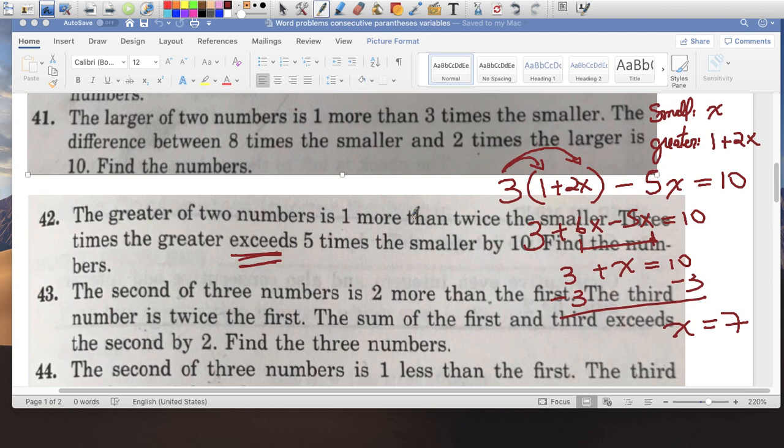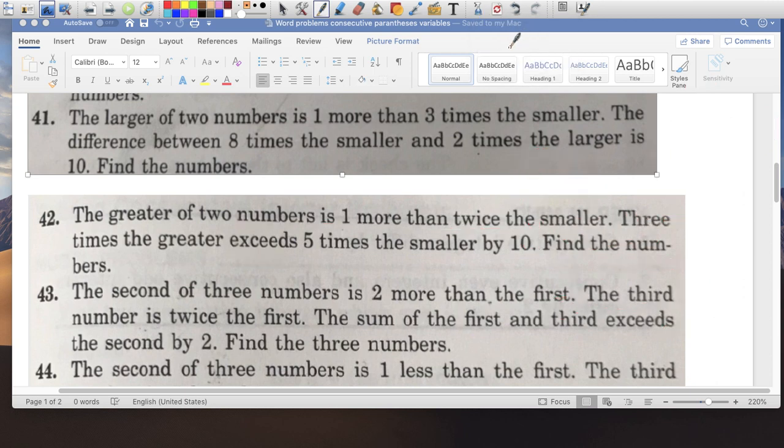So the small number here is going to be 7. And the greater number, if we substitute here, is going to be 1 plus 2 times 7, which is 14 plus 1. So the greater number is going to be 15, after we substitute. Which makes sense, right? Look at this sentence over here. If the smaller one is 7, the larger number is twice that, plus 1. Isn't 15 twice 7 plus 1? So we are good.